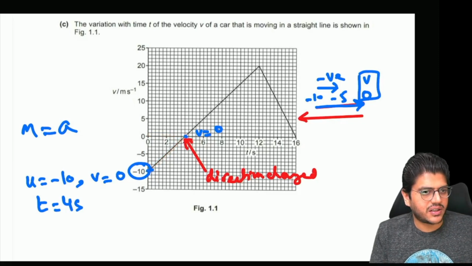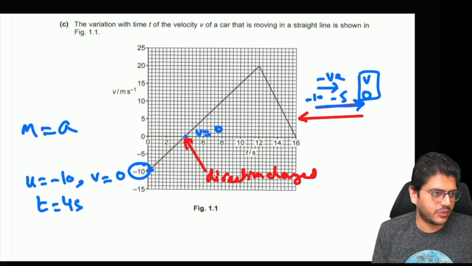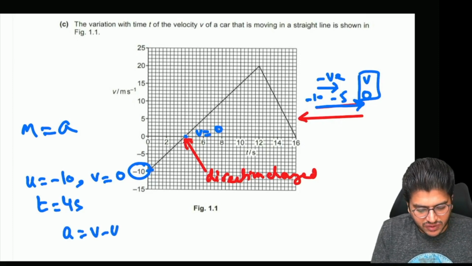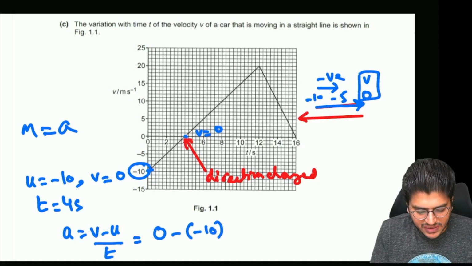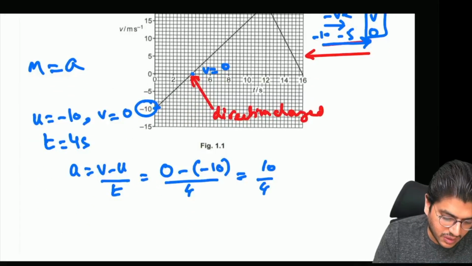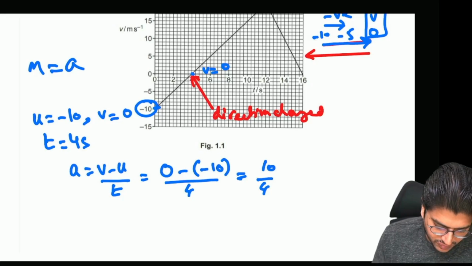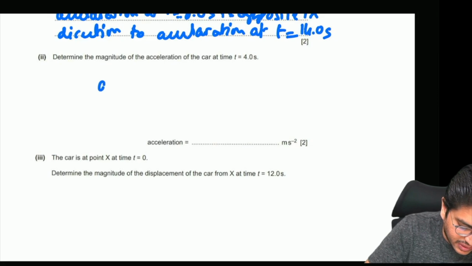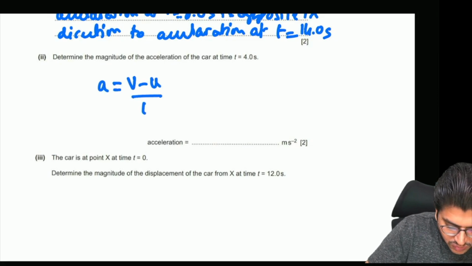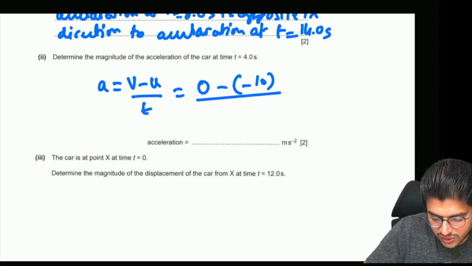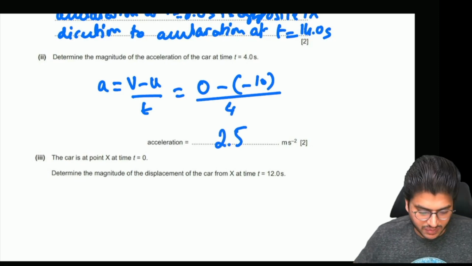You could do it by acceleration formula, or you could do it by gradient. I'm going to do it from the acceleration formula, which is a equals v minus u over t. Final speed is 0, initial speed is minus 10, and the time was 4 seconds. So this is going to be 10 divided by 4. You can write it down over here that your acceleration will be v minus u over t. Final speed is 0, initial speed is minus 10, and the time was 4 seconds. So this is going to be 2.5 meters per second squared.